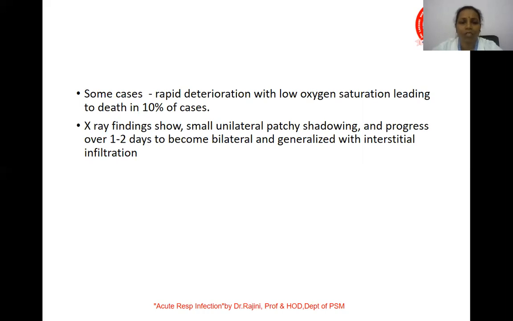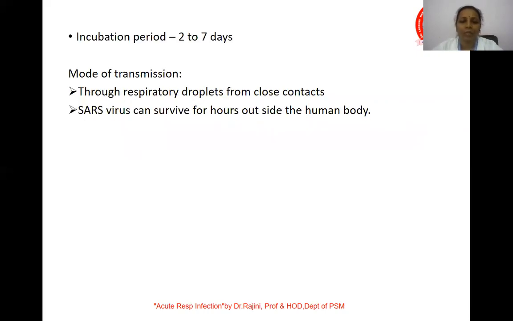X-ray findings show small unilateral patchy shadowing that progresses over 1 to 2 days to become bilateral interstitial infiltration. So in the X-ray findings we can see this patchy shadowing and infiltration in the lungs. Within 2 days, it can become worse. The incubation period is 2 to 7 days, and the mode of transmission is through respiratory droplets from close contacts. That's why we say all of you use a mask, follow social distancing, use hand sanitizer and water and soap to wash your hands, and don't go close to anyone.